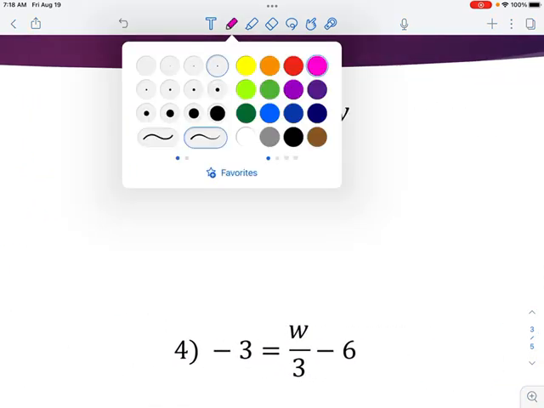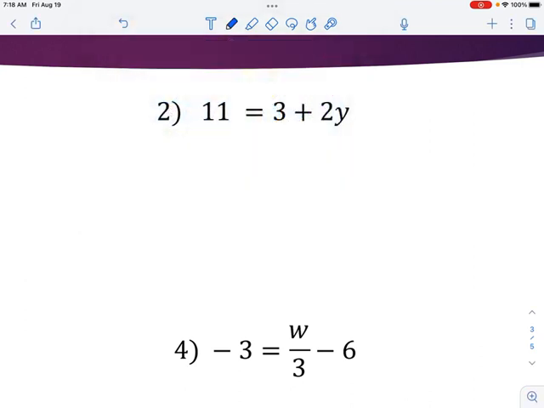So when we look at number 2 here, we start in. Remember, we're not worried about the 11 right now. We're worried about the side that has the letter. So if I were to plug a number in there, I would multiply it by 2, then I would add 3. So we need to get rid of the 3 first. Remember, we look in front of the number. The number is a positive 3, so to get rid of that, we are going to subtract 3 from both sides.